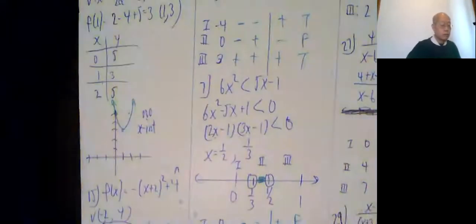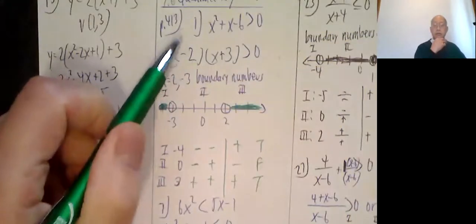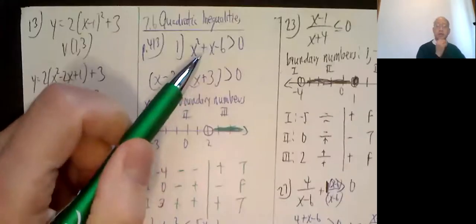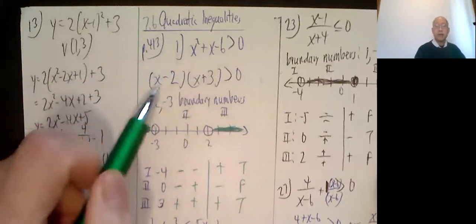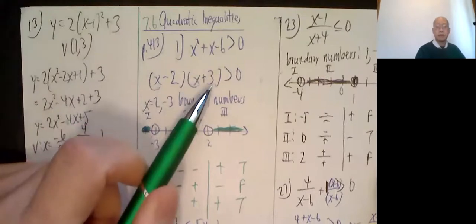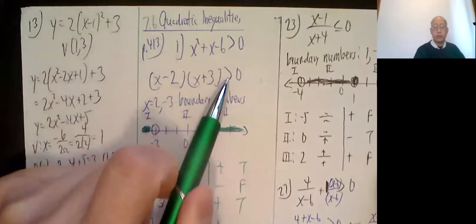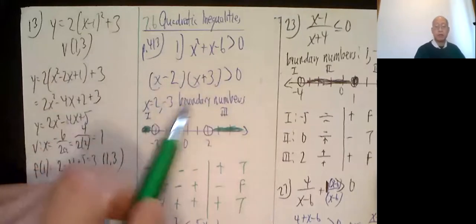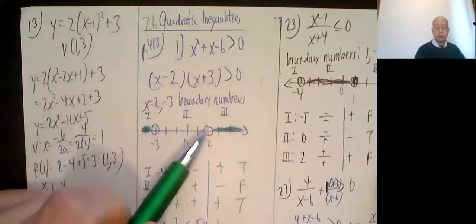All right, so this time we're trying to solve quadratic inequalities. Okay, so number one, x squared plus x minus 6 is greater than 0. Factor: x minus 2, x plus 3 is greater than 0. Okay. Pretend temporarily it says equal and get your zeros. That would be 2 and negative 3. Those are your boundary numbers. Okay, so I put a circle on negative 3, circle on 2.